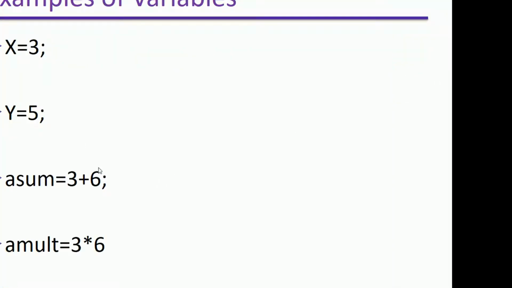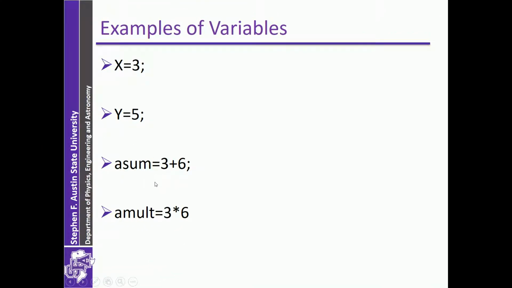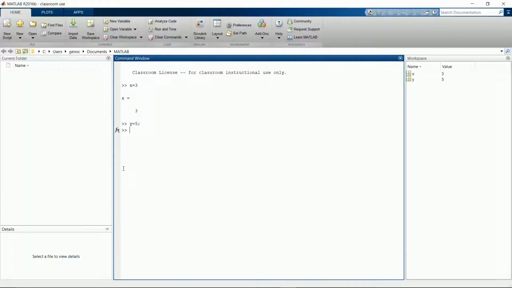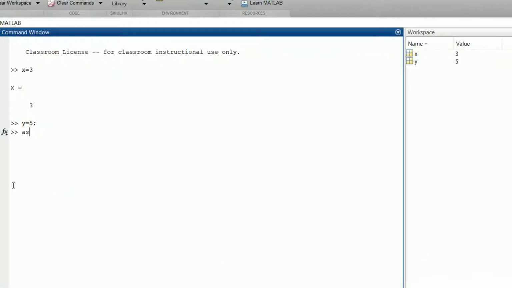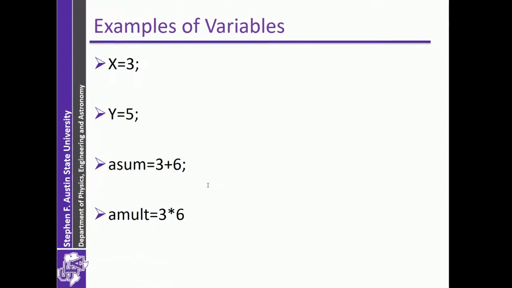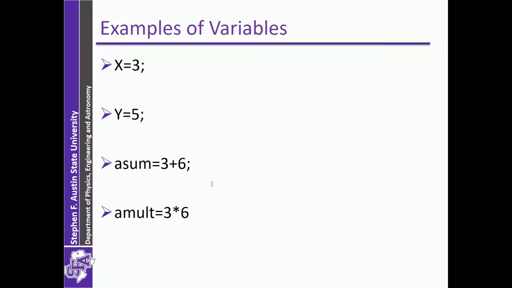Also, I can create operations and assign the result directly to variables. For example, a sum of 3 plus 6. So whatever comes out of the summation will be stored inside the variable a sum. So let's look at this. So a sum equals 3 plus 6, enter. So the result is 9, and that's stored in our variable a sum. If I want to know what's inside the variable a sum, I can just type a sum, enter, and it will tell me that it's equal to 9. And I can do the same for other operations like multiplication and division.